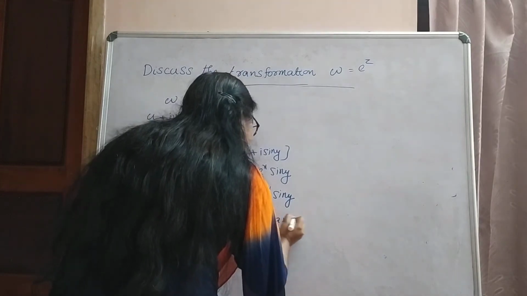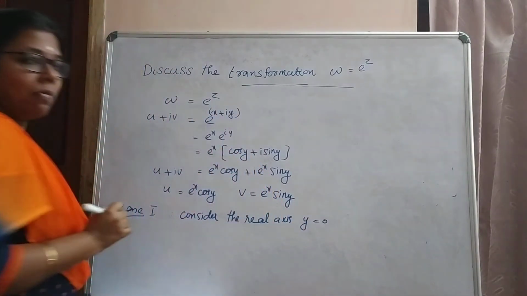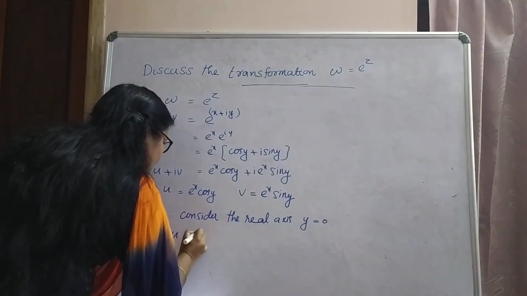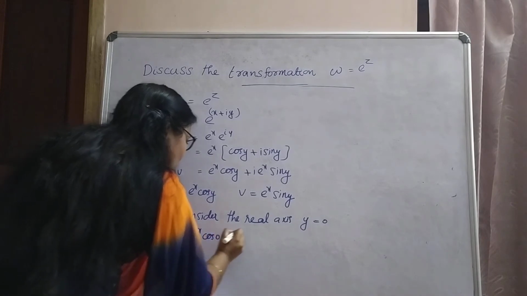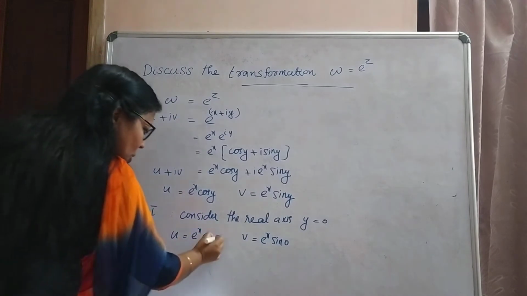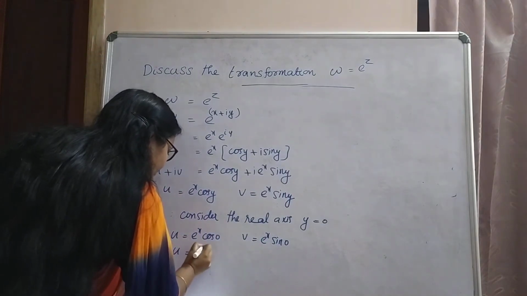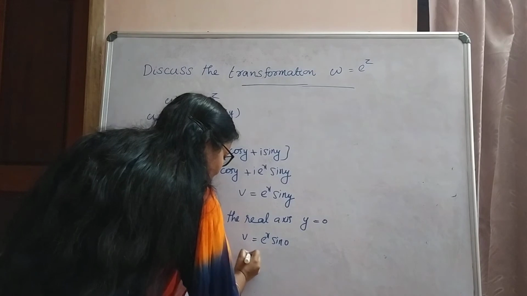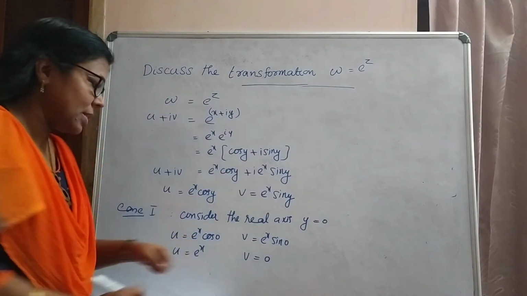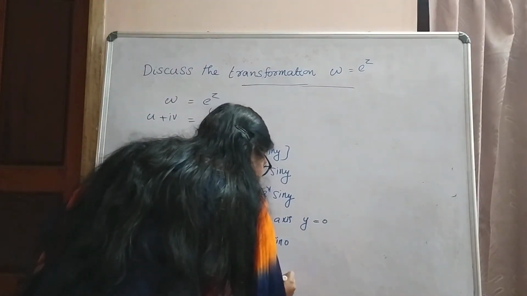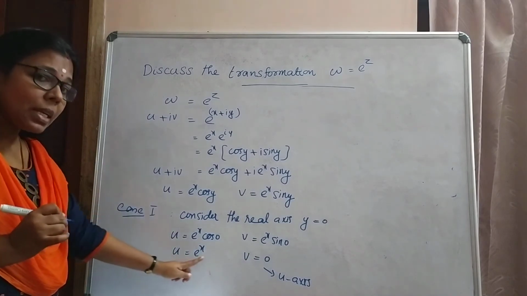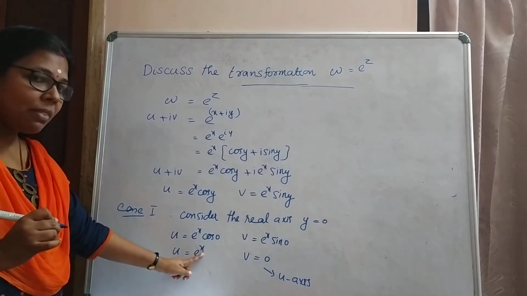Consider the real axis y equal to 0. Y equal to 0 is the real axis. Y equal to 0 means u equal to e raised to x cos 0, also v equal to e raised to x sin 0. Cos 0 is 1, therefore u equal to e raised to x. Sin 0 is 0, therefore v equal to 0. V equal to 0 means u axis. Also it is given as u equal to e raised to x. E raised to x can take any real value.